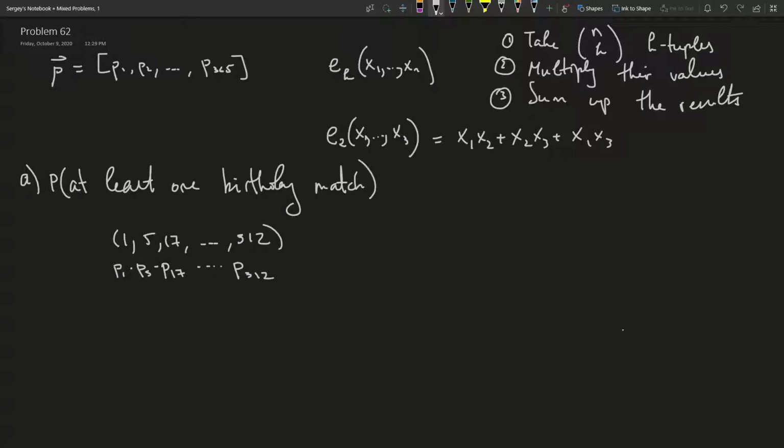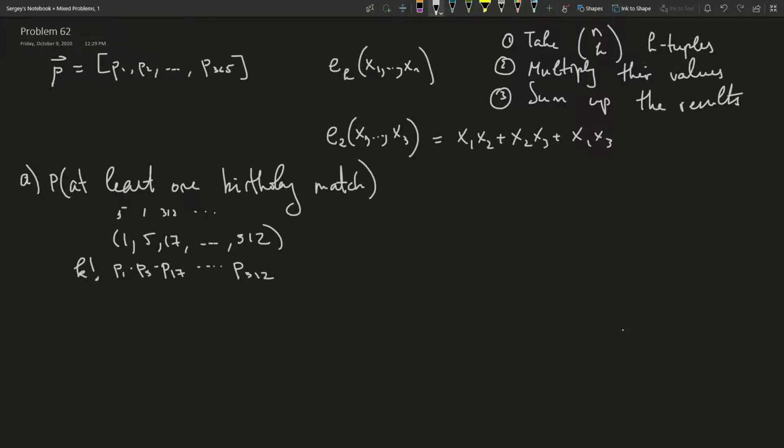Now notice that for these k days that we've selected, each permutation of these k days is also a valid assignment of birthdays, right? The first person might be born on the 5th day, the second person on the 1st day, the third person maybe on the 312th day. So all the permutations of these k days are valid. So we need to multiply this value here, this product of our probabilities, by k factorial.